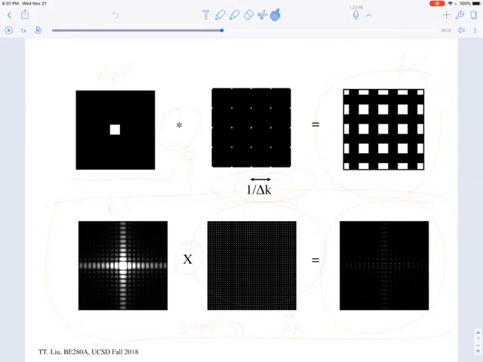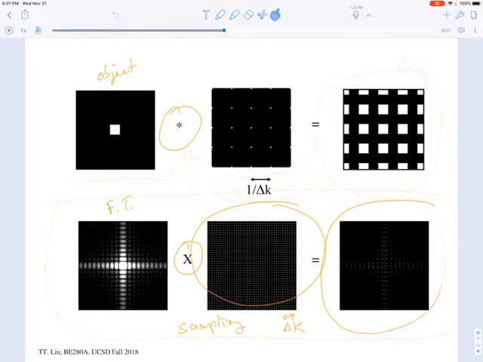So this is my object here. And this is its Fourier transform, okay, which is a 2D sinc function. So this is sampling here. Okay, so this is multiplication by this grid here, where this has spacing of delta k. Okay, that means I'm going to convolve here, and so the sample pattern then just looks like this. It's a sampled sinc function.